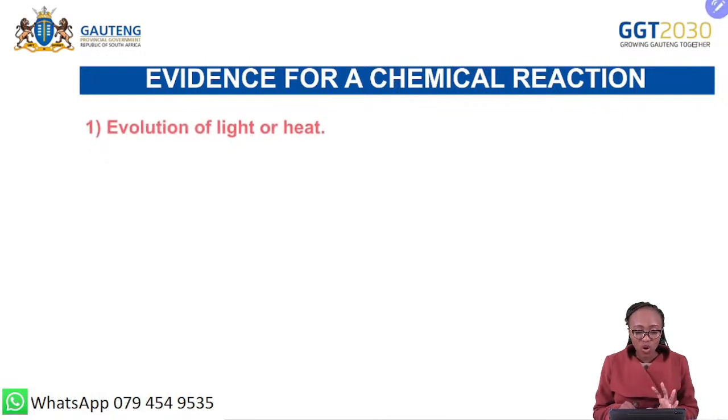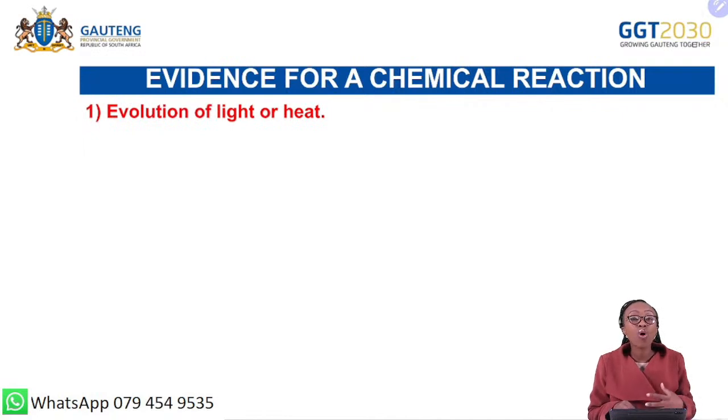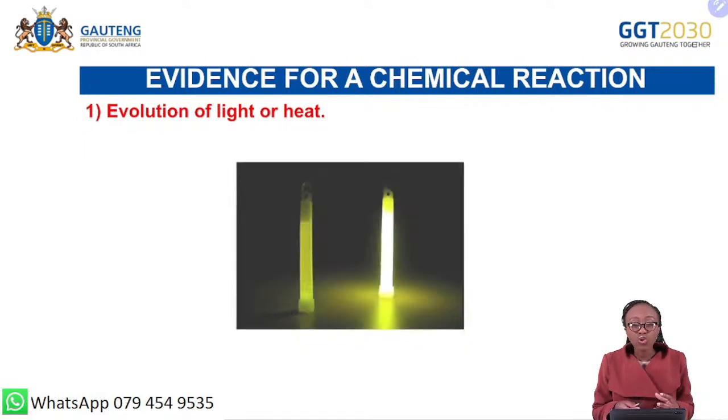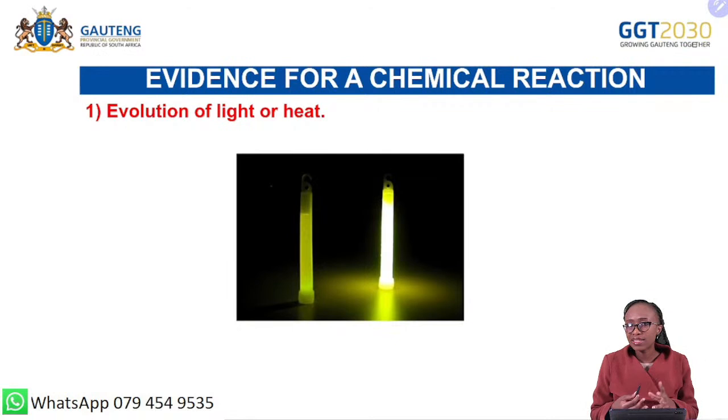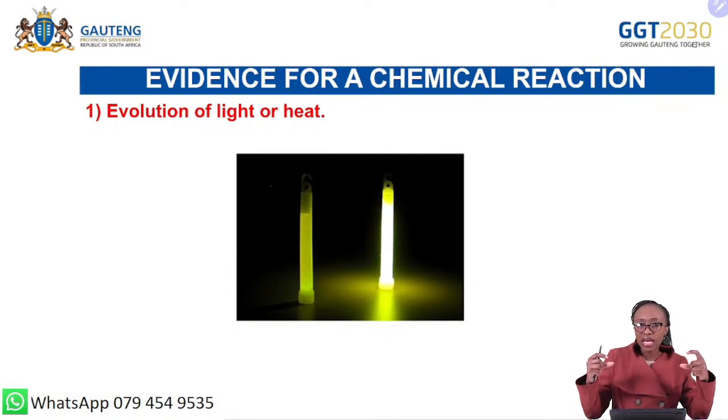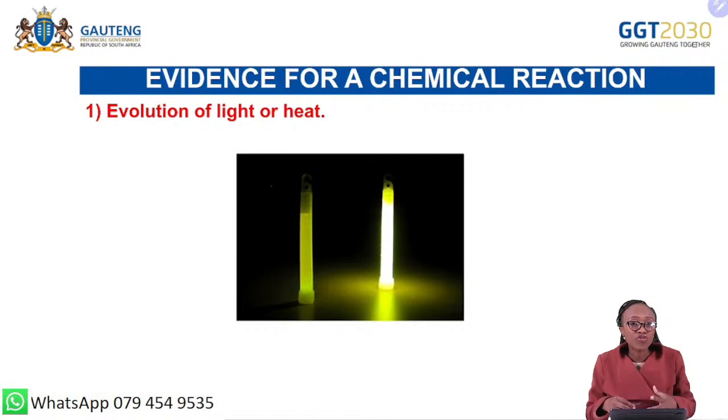The first one is evolution of light or heat. If there is light produced, then we know that there has been a chemical reaction. For example, think of the fluorescent lights that you may have in your kitchen or at schools, those long ones. They produce light.